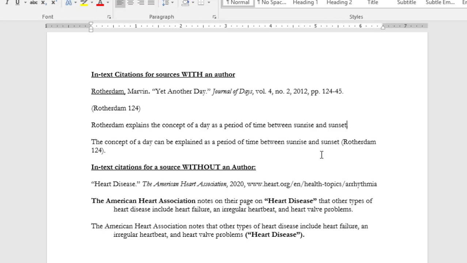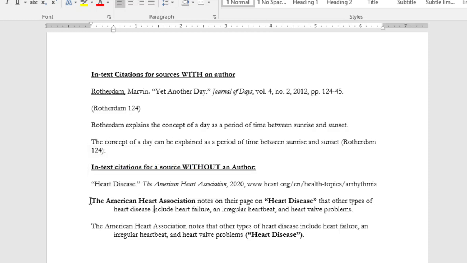So the way we figure out what to do for an in-text citation for a source without an author is we look at what comes first in the citation. So the reason we use Rotherdam is because it comes first in the citation. And so this is the works cited citation for this source. And so we have to have the title instead of the author, since there is no author, in the in-text citation, either in the signal phrase or in the parenthetical citation.